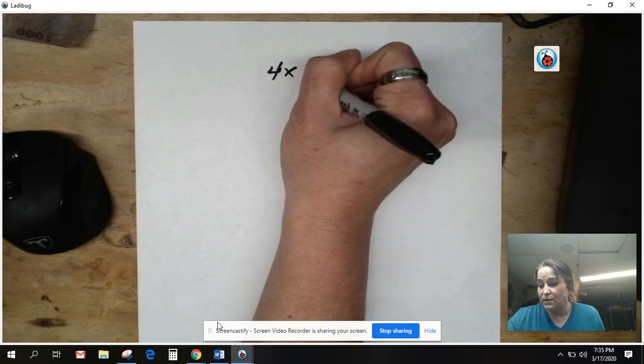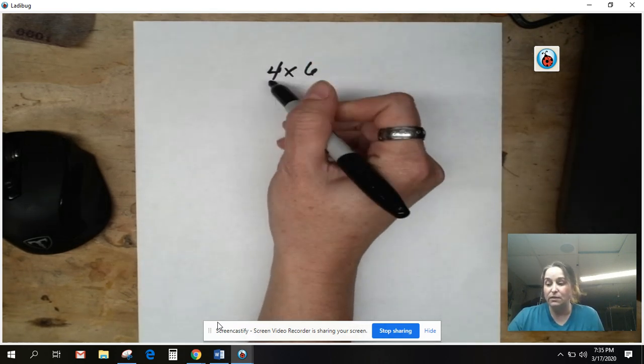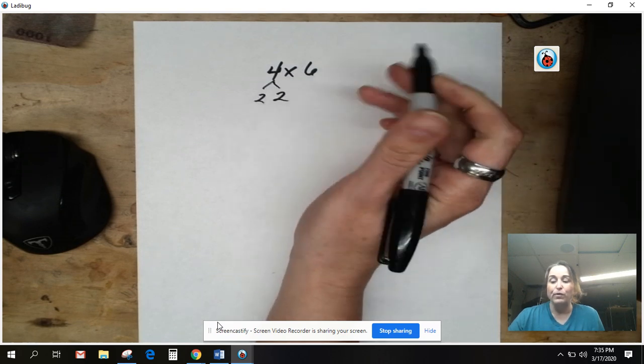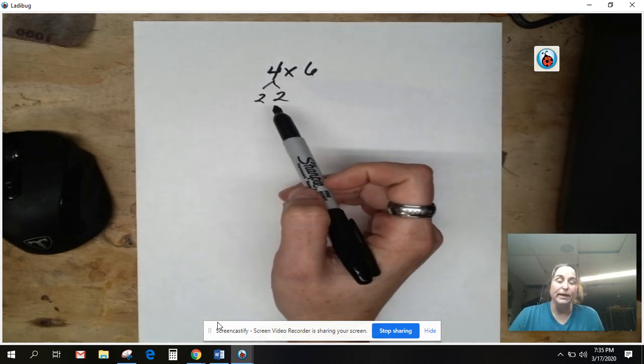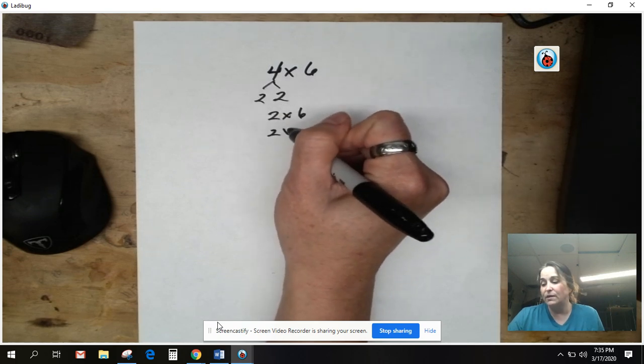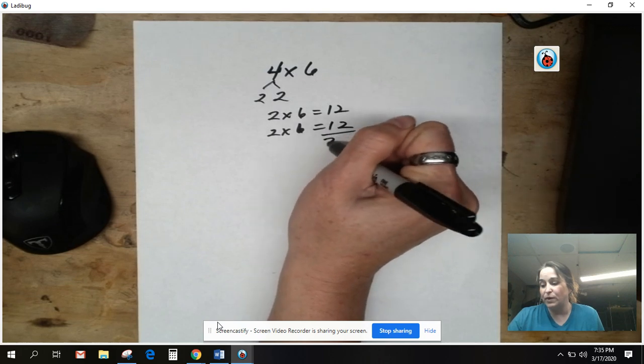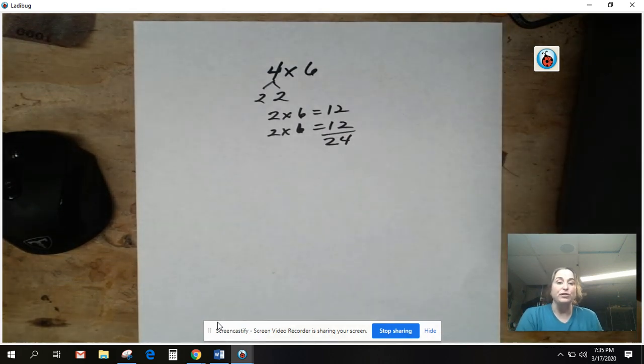4 times 6. So the number one strategy my students like to go to is breaking the 4 into 2. So they're going to decompose the 4 into 2 sets of 2, and then they've got 2 times 6 and 2 times 6, which they know is 12 and 12 and 24. This is a very popular strategy with my students to help them to solve.